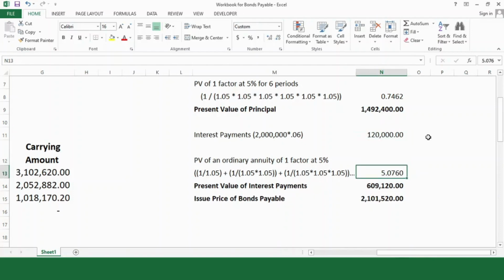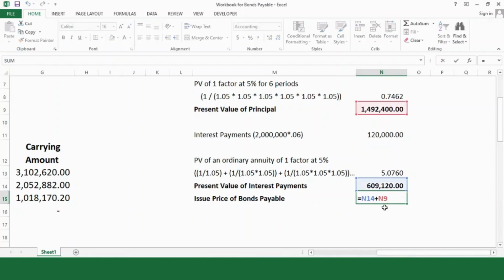So, better na pagsamahin mo na lang iyon, i-grand total mo na lang ang mga PV of one factor every period. So, lumalabas nga 5.076 siya. Okay, so 120,000 times 5.076, you will get present value of interest payment 609,120 plus present value of principal 1,492,400. So, you have a total issue price ng bonds payable or present value of the bonds payable at the time of issuance, 2,101,520. Okay, so that's how you get it.